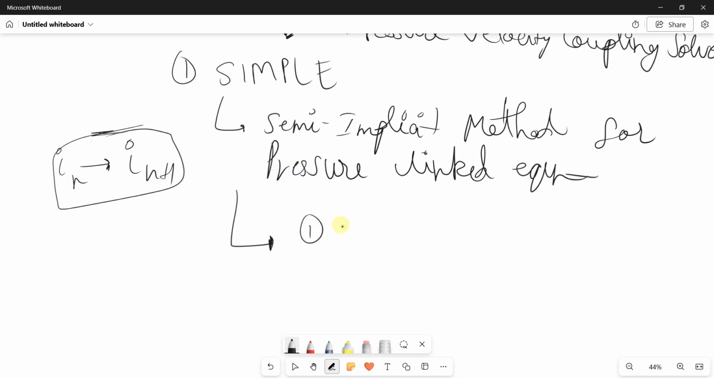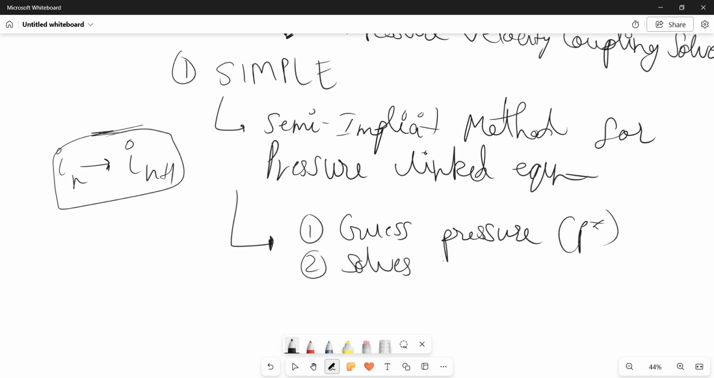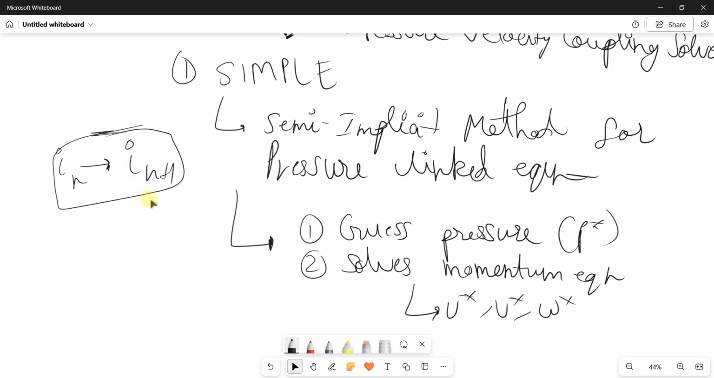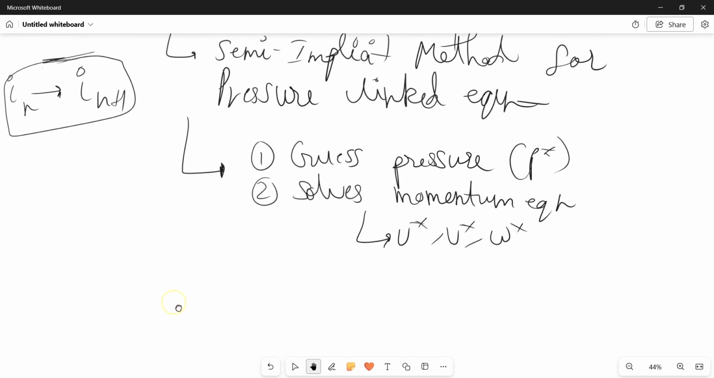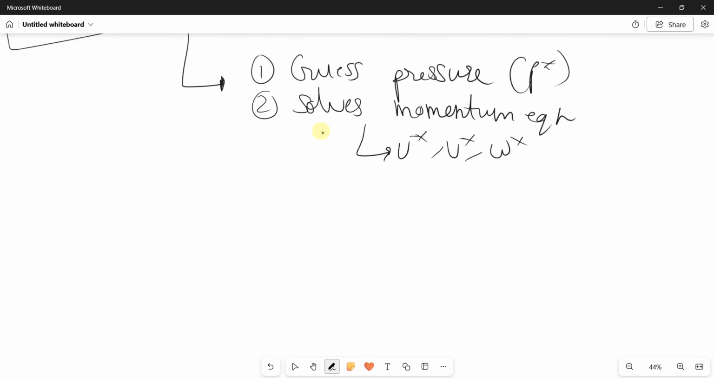So what it does, number one step, guess a pressure. So it guesses a pressure, let's say P star. Okay. Next, what it does is that it solves for the momentum equation. So it solves the momentum equation. So what do you get with this? You get U star, V star, and W star. So you have got three velocities now. Now number 3. So you've got the velocities. Now you check for continuity. Check continuity.